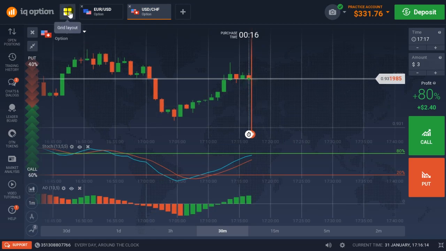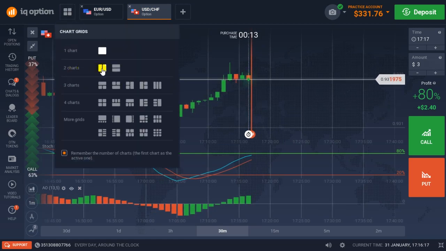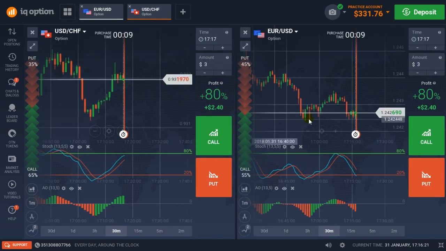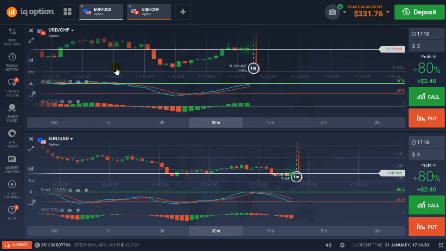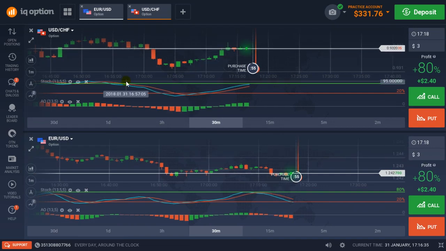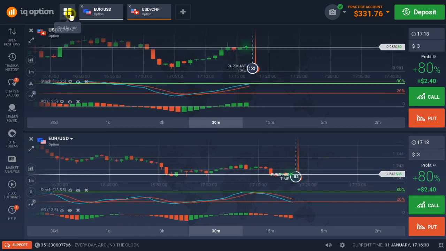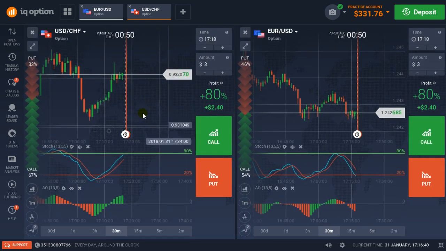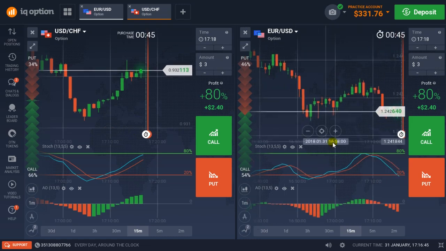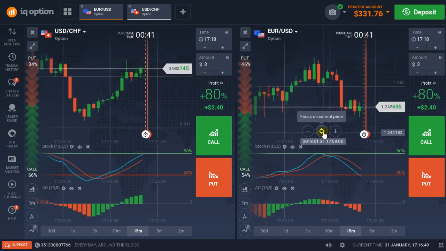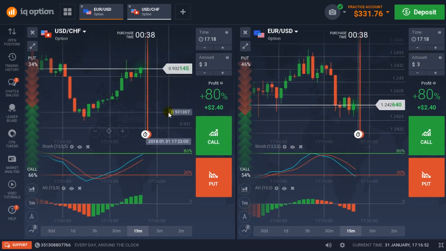Now we go on to the grid layout and choose a vertical two chart layout. As you can see, now we've got them side by side. It's much better. The side by side works for me. The horizontal disposition does not work for me. It's really strange. Everything seems to be completely squashed, so I prefer to use the vertical. I zoom in a little so that everything looks better and really nice and visible.